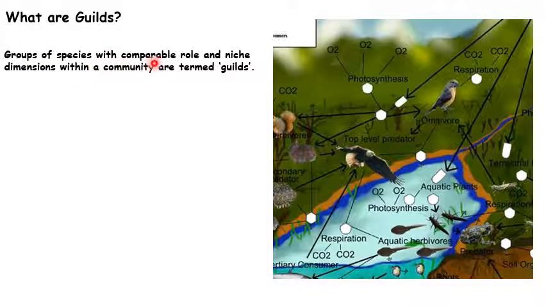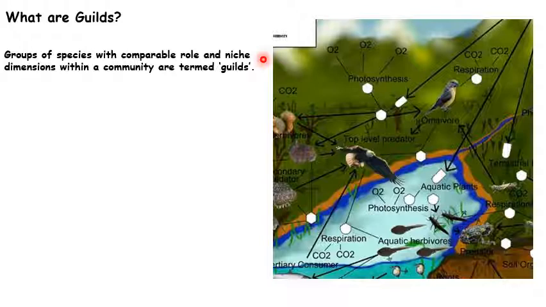A group of species with comparable role and niche dimensions within a community are termed guilds. So you know what is a niche? Every individual species will have its own niche, which means its own lifestyle of feeding, sleeping, finding a home, or migrating. All these things will be unique to particular individual organisms, and we call that a niche. That is why we say every individual species has its own niche. No two species will share the same niche.